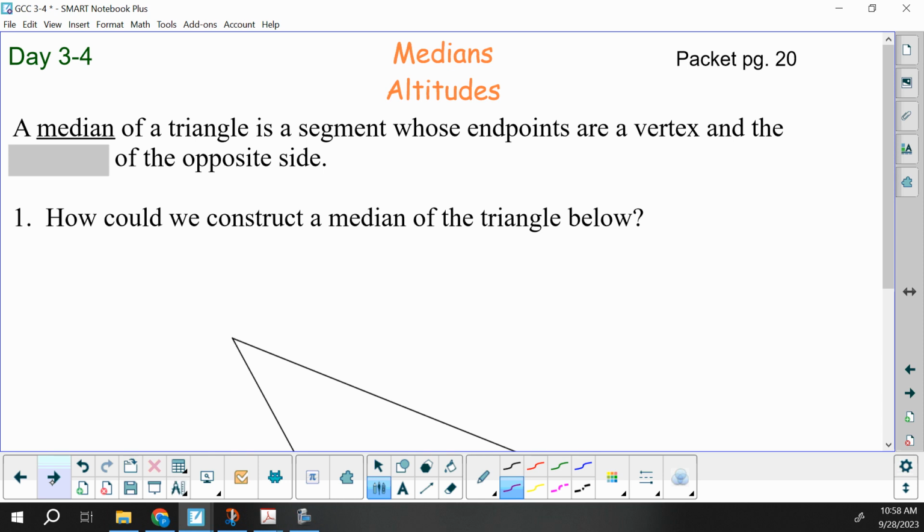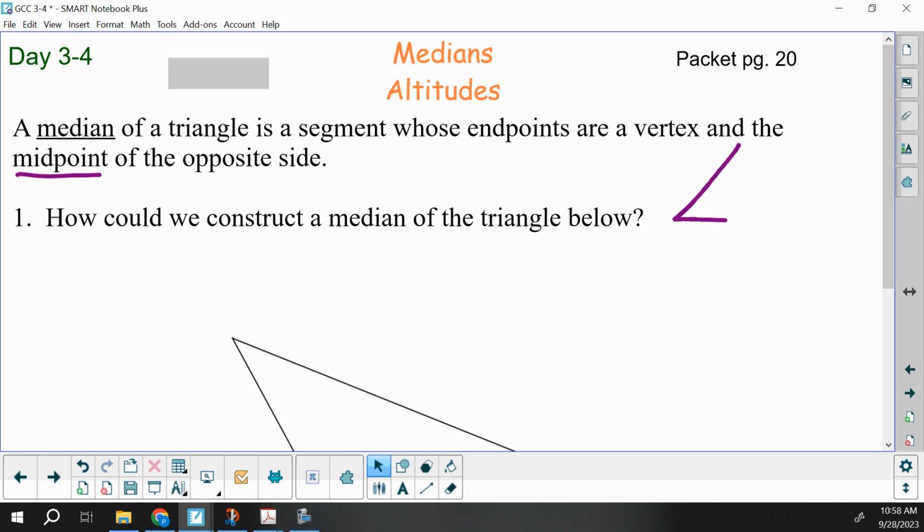So first off, a median. A median of a triangle has one endpoint at the vertex, and in that first blank there, the other is at the midpoint. So just a rough sketch. If this is the midpoint, and I can signify that by putting my tick marks, the median would go from the opposite vertex over to that midpoint. So that blue segment I just freehand drew in is the median.